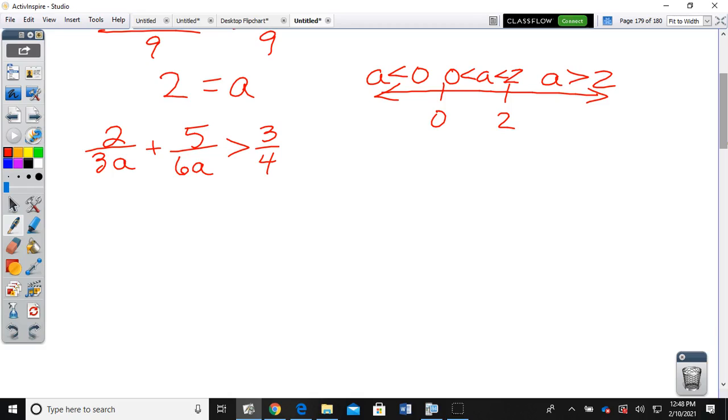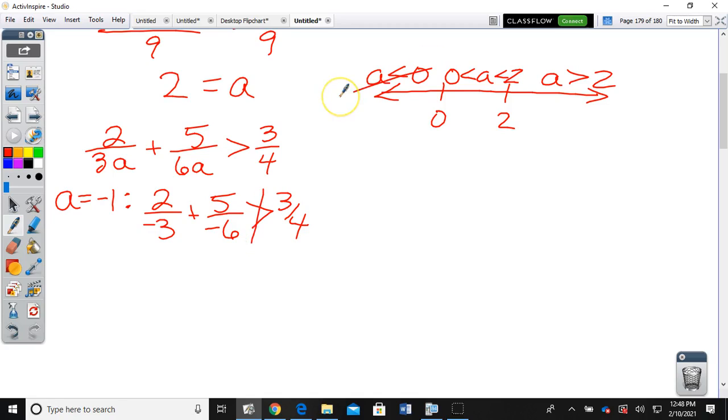So what's a number less than 0? -1. So if a equaled -1, I would have 2 over what? -3 plus 5 over -6. Is that going to be greater than 3/4? Well, common sense tells me if I add 2 negative fractions, is there any way it's going to be positive? No, so that one does not work. See how I did that?